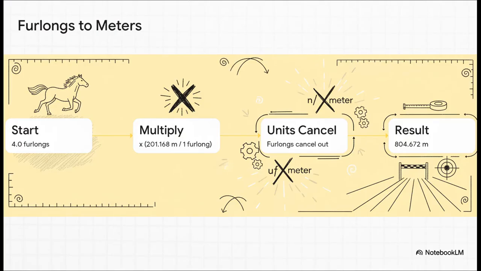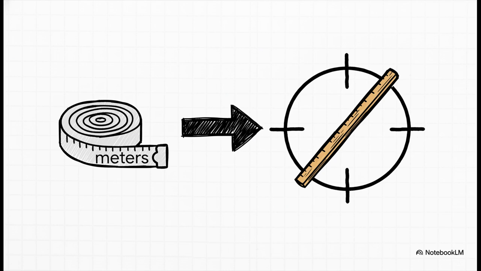And here's how we do it. You start with the 4.0 furlongs. Then you multiply by that conversion factor. But make sure you set it up so the furlong unit is on the bottom. Why? So they cancel out. Boom, gone. And that leaves us with just meters. A quick calculation gives us 804.672 meters. Awesome, we're halfway there for Part A. We've successfully crossed the bridge into meterland.